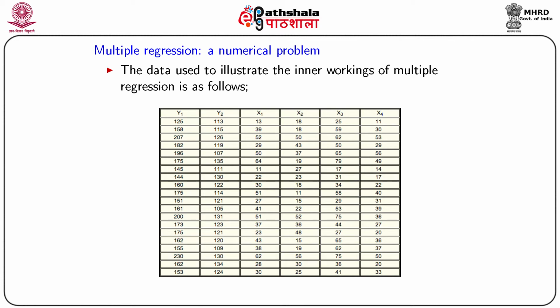Now as the objective of this module is to look at a numerical problem where we fit a multiple regression model to the data, let us first introduce the readers to the data set that we are going to use. In the following table, we illustrate the inner workings of a multiple regression data set, where we have the variables y1, y2. These two are considered as the two dependent variables, and our set of explanatory variables are x1, x2, x3 and x4. And we have a set of observations for all of these variables, dependent and independent.